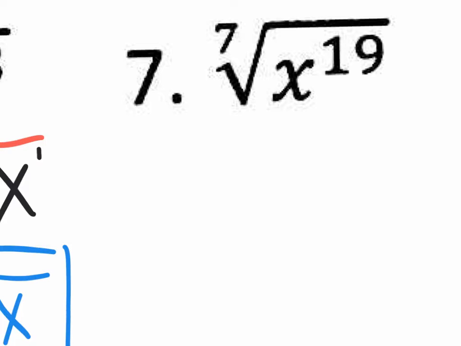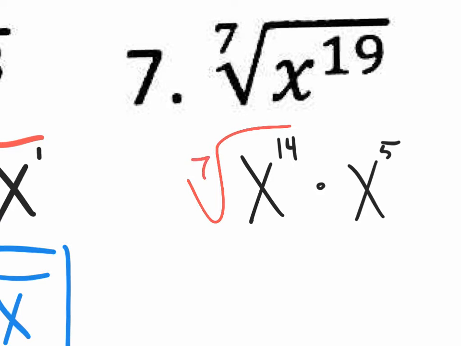So let's rewrite with multiplication to get that power of 14. I'm going to change that x to the 19th to x to the 14th times x to the 5th. I need 5 more to get all the way to 19. 14 and 5 is a total of 19. And now I could split my 7th root to both of those. That way now I could actually do 14 divided by 7. What do I get? x to the 2nd.